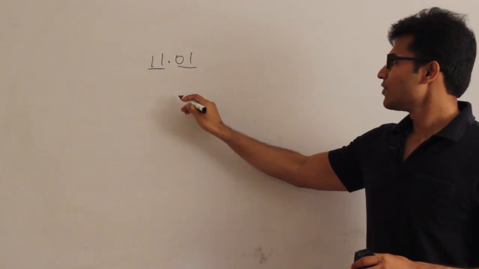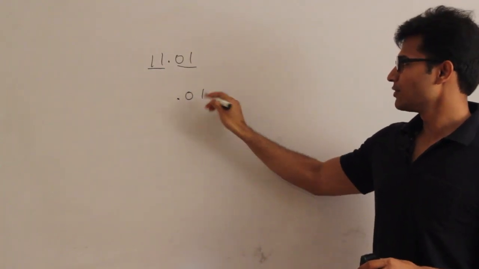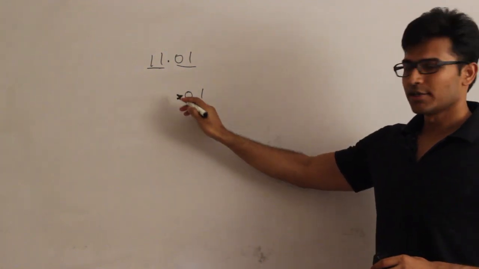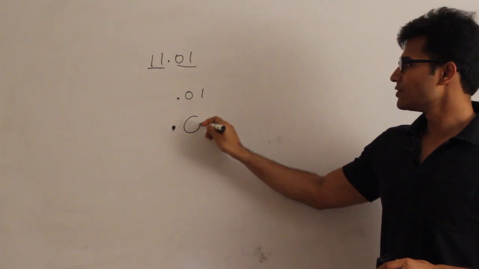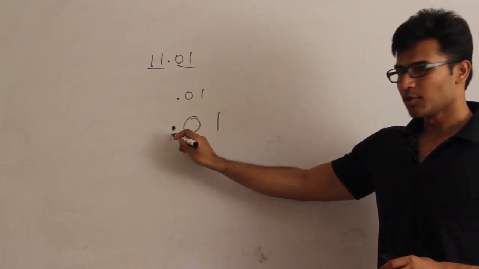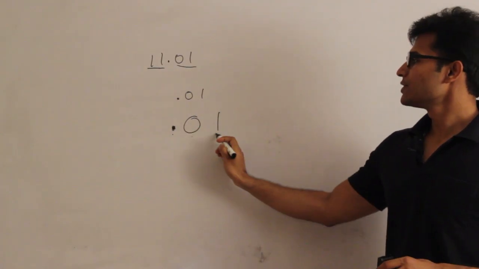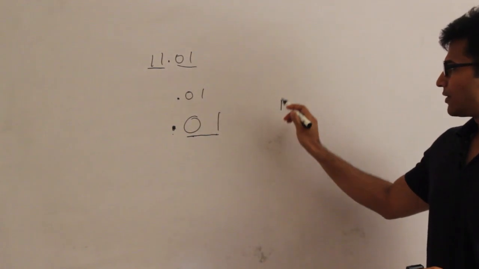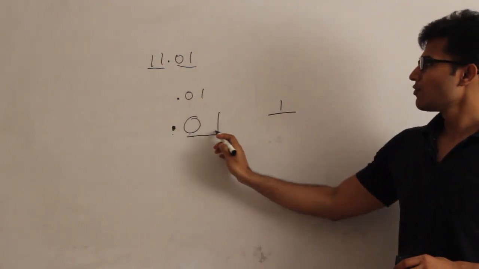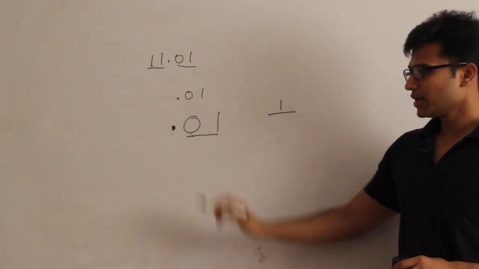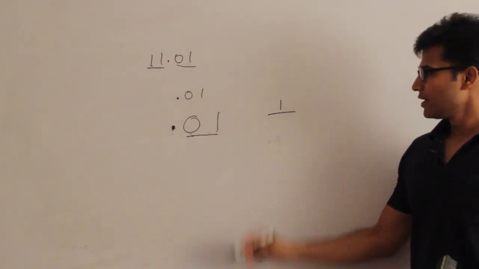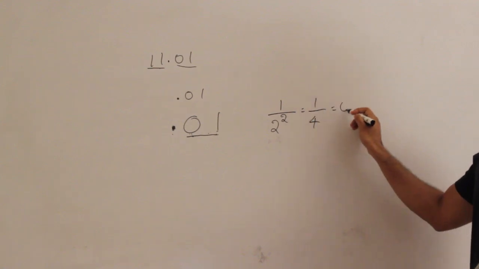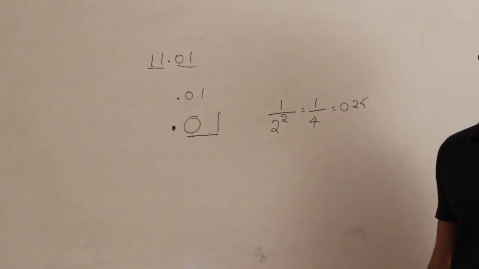The other method is, if I have some value like .01, how do we get its value? Assume that there is no decimal point here. Then what is the value of this binary number in decimal? The value of this binary number in decimal is simply 1. 1 upon, count the number of bits. How many bits are there? 2 bits, right? Therefore 2 power 2, which is nothing but 1 upon 4, which is 0.25. So that is one other way to evaluate it.